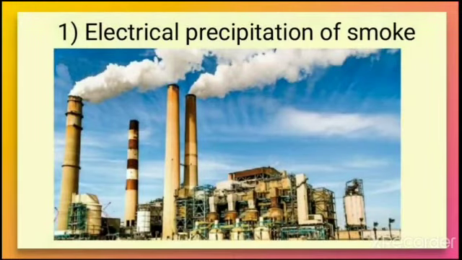As we know, a lot of smoke is released from industries through chimneys, which causes air pollution. Smoke is a colloidal solution of solid particles such as carbon, arsenic compounds, dust, etc. in air. So, the smoke which comes out from the chimney is first made to pass through a chamber containing plates having a charge opposite to that of smoke particles.